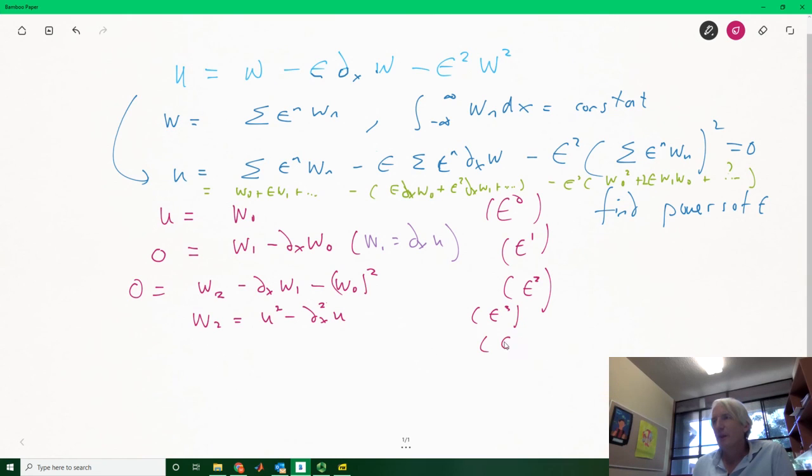And then the notes do epsilon to the power of 4. Okay, it doesn't add a lot to it. It gives you w3 is equal to dx cubed u plus 4u dx u. Okay, and then the next one, this isn't new, this is just related to the other one, a derivative of it. In some way, the epsilon to the 5 is the new one, and that's the one you've got to work out yourself. All right, I'm finishing there.